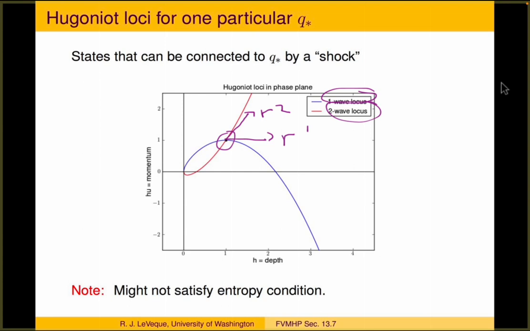And we have two families of them because it's a system of two equations. But the fact that it's a hyperbolic system means the Jacobian has a complete set of eigenvectors, so the two directions R1 and R2 have to be linearly independent, and we can find two distinct families of curves.